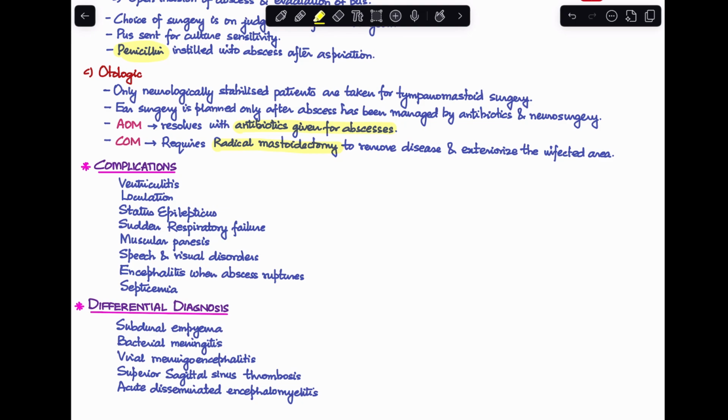Differential diagnosis of a case of otogenic brain abscess are subdural empyema, bacterial meningitis, viral meningoencephalitis, superior sagittal sinus thrombosis, and acute disseminated encephalomyelitis. So these are all the things that you need to know about otogenic brain abscess.